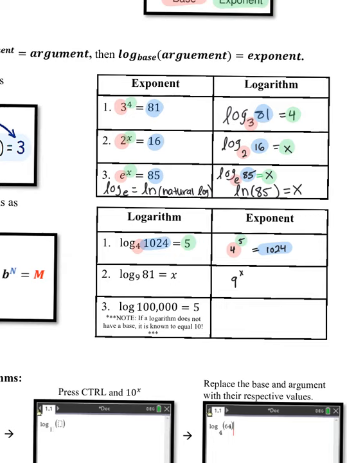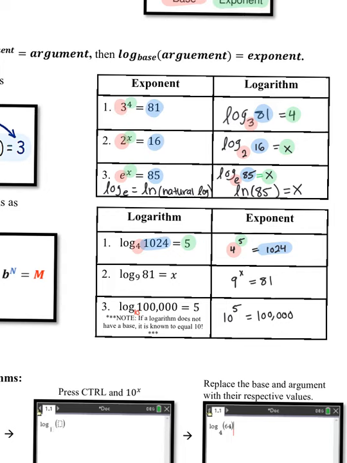Last one. You'll notice this note here: if a logarithm does not have a base, it is known to equal 10. It's the mathematical shorthand way of writing it. There is really a 10 here, but if you don't see it written, just know in your head that there's a 10. So if I rewrote this into exponential form, my base is 10. My exponent, which always comes after the equal sign, is 5. And then the number that it evaluates to is 100,000.